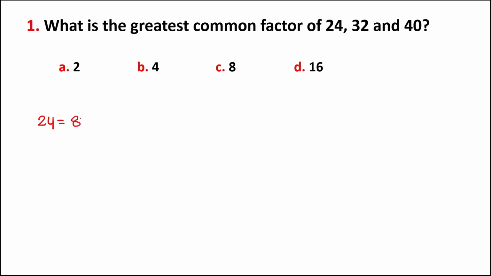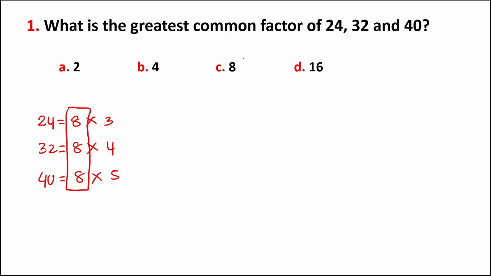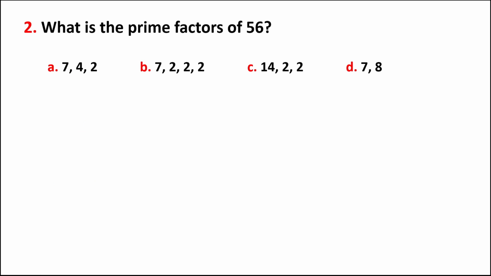Since 24 is equal to 8 times 3, 32 is equal to 8 times 4, and 40 is 8 times 5. So therefore, the greatest common factor is 8. And for this problem, what are the prime factors of 56?